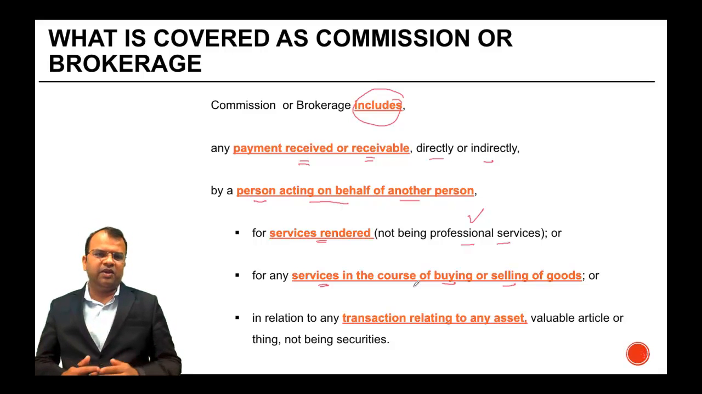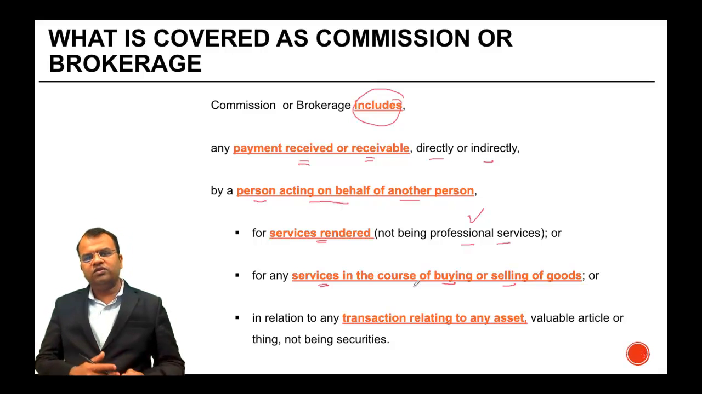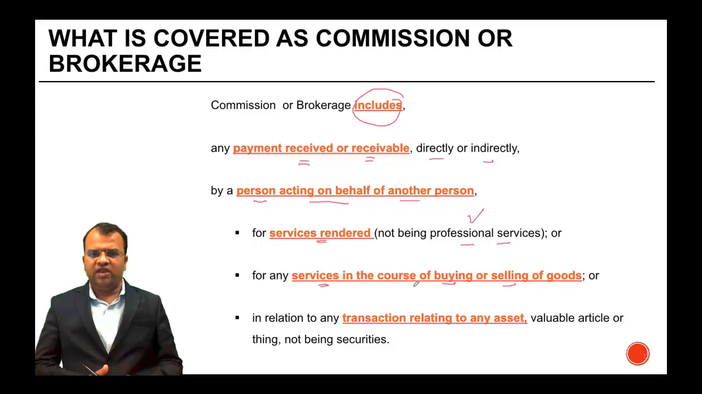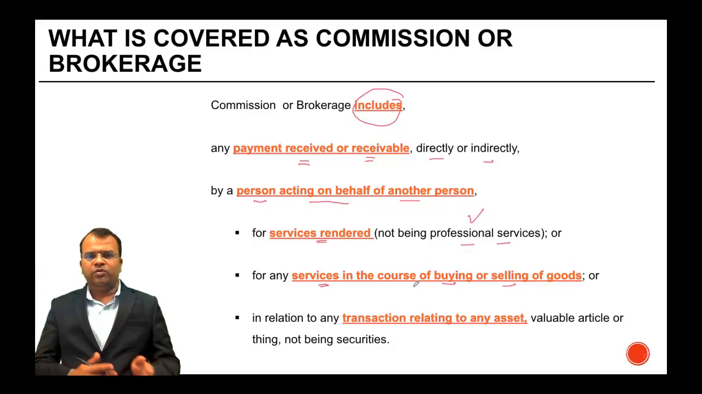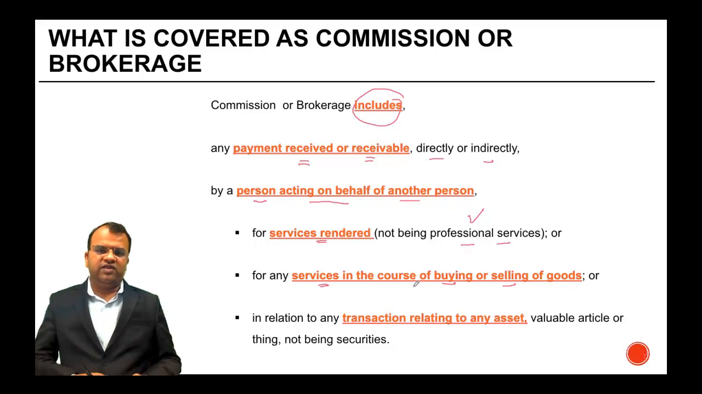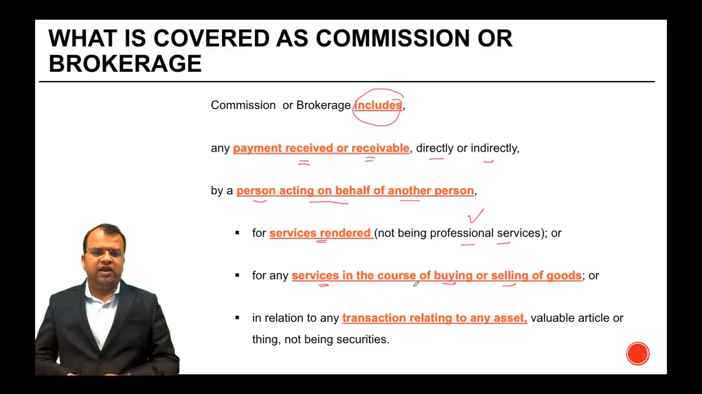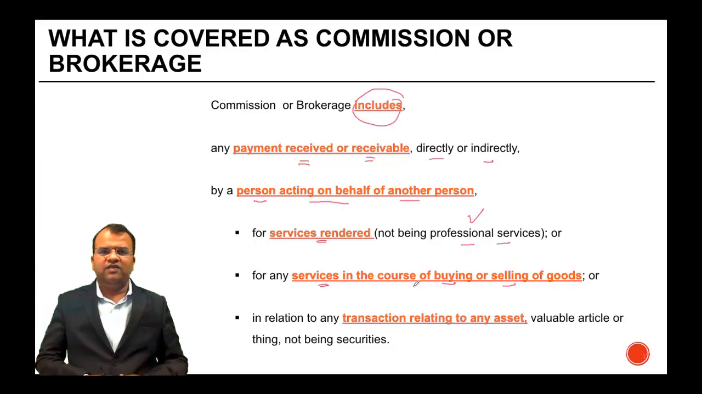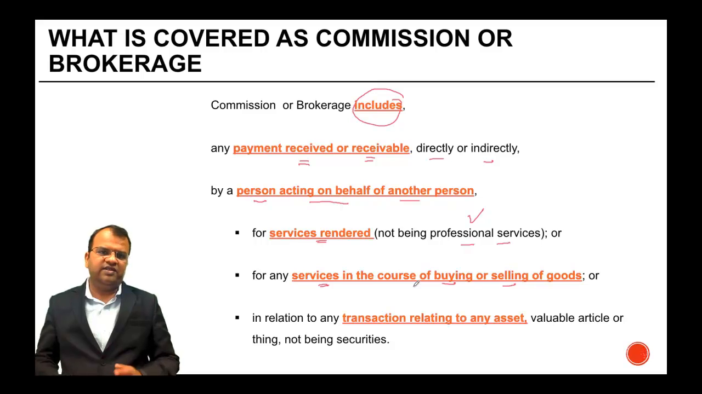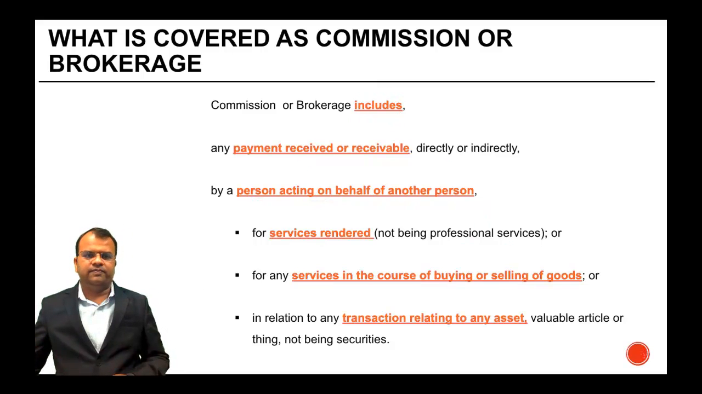If you remember, legal, medical, engineering, accountancy, all those services which are described under 194J are going to get covered as professional services under that section. They will not be covered here. If you provide any services in the course of buying or selling of goods, those are covered. If you are providing any services in relation to transactions relating to purchase or sale of asset or a valuable article other than securities, even that is covered as commission or brokerage under section 194H.